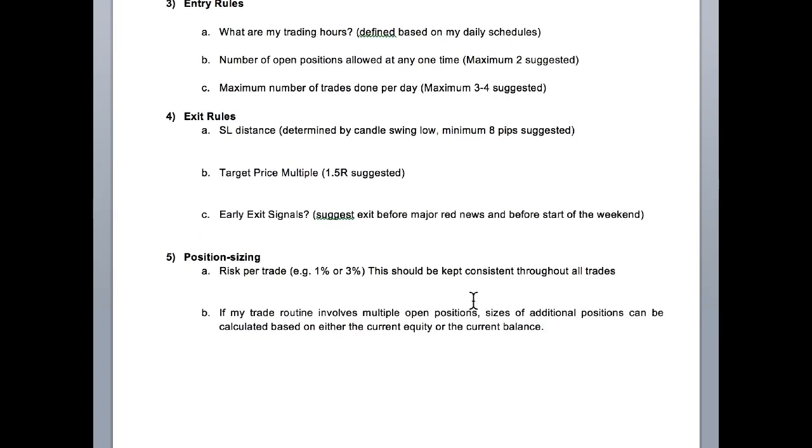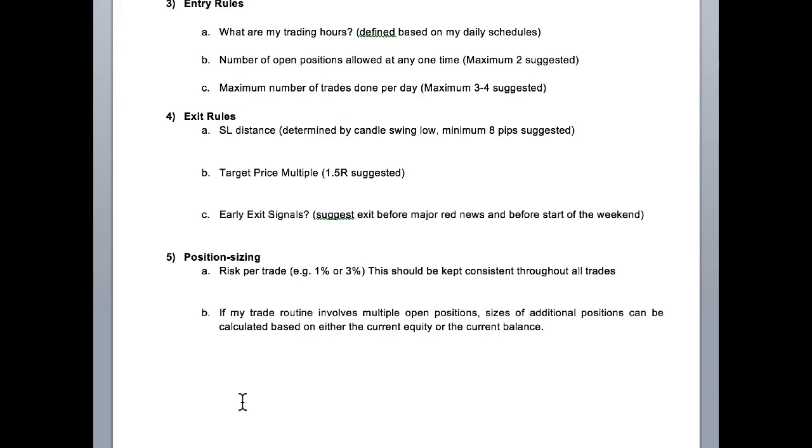Okay, position sizing, write down what's your risk per trade. Again, my suggestion is to start with 1% and eventually graduate to 2% and maximum 3%. So write down where you want to start. Again, it depends on your risk threshold, depends on how much capital you have. All right, leave it up to you, but be consistent throughout the trades.